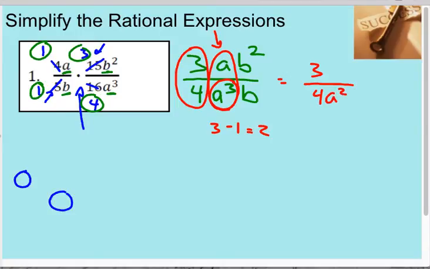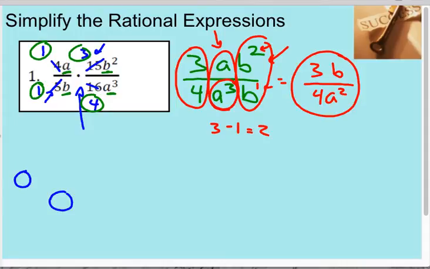Where do we have more b's? Well, we have more b's in the numerator. How many more? Well, there's a little 1 right here, and 2 minus 1 is 1, so I have a b to the first right there. So 3b all over 4a squared.